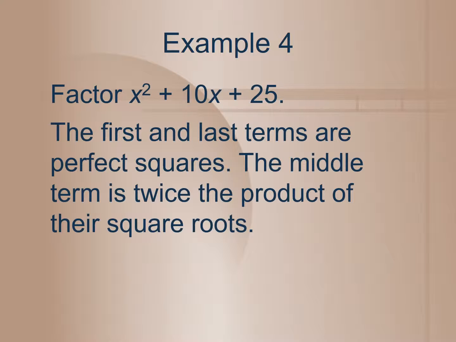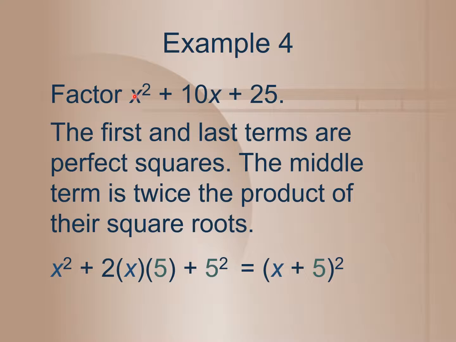So I want to write the square of sums. So I'm going to take the square root of my first term and the square root of my last term, and add them together and then square them, and that's how I would factor this question.